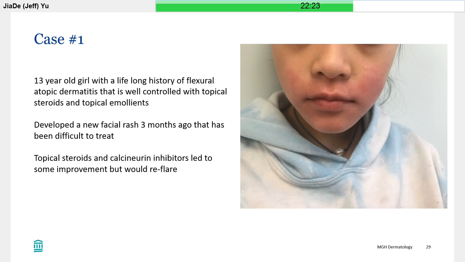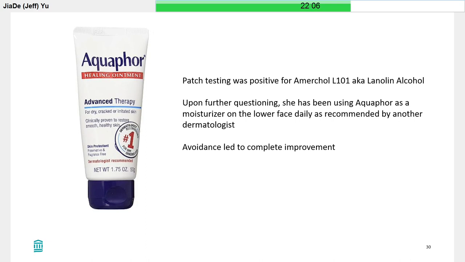So for the first case here is a 13-year-old girl who has a lifelong history of flexural atopic dermatitis that's been traditionally well controlled with topical steroids and topical emollients. She developed a new facial rash 3 months ago that's been a little bit difficult to treat, and topical steroids and calcineurin inhibitors led to some improvement, but she would subsequently reflare, and here's a picture of her face.